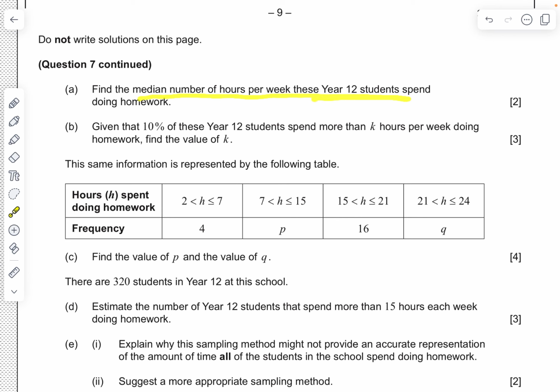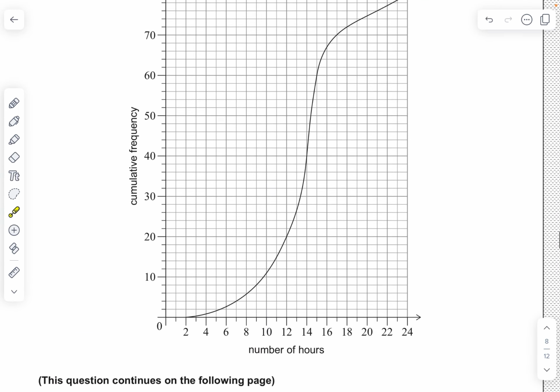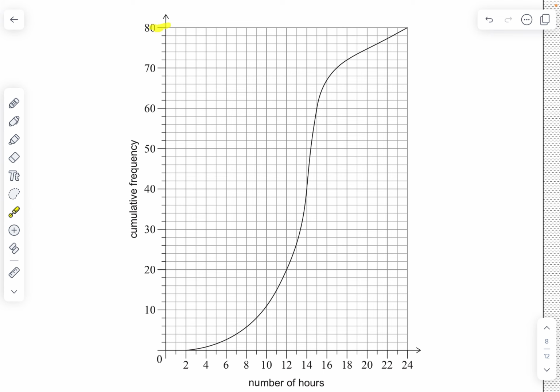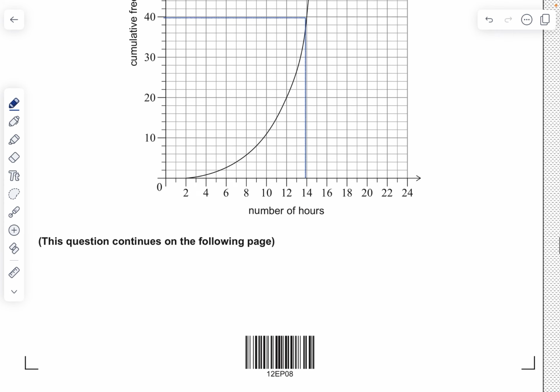So median means I need to put them in order and find the middle student. I've got 80 students. So there's my 80 students here. Watch out, because sometimes it doesn't go to the top of the graph. We want 40 students. So let's go across and see where 40 students takes us to. And that takes us down here to 14 hours.